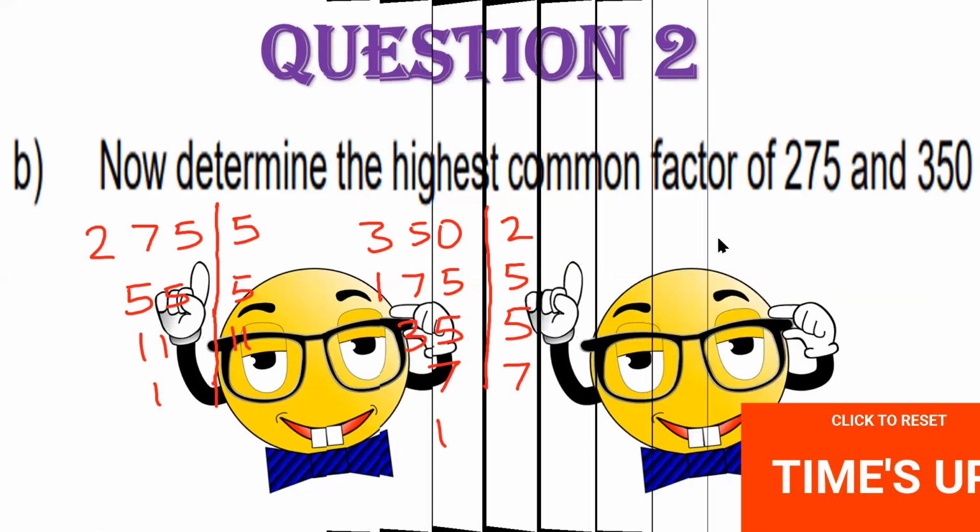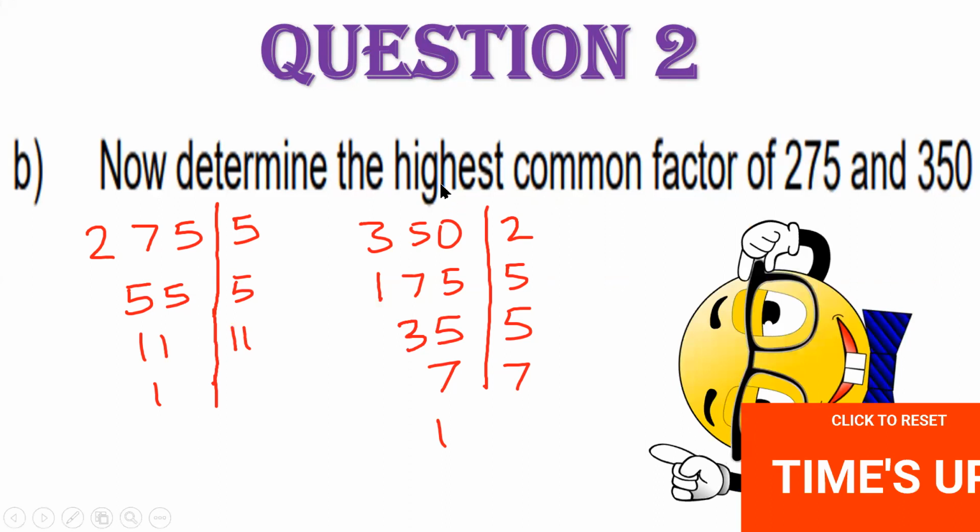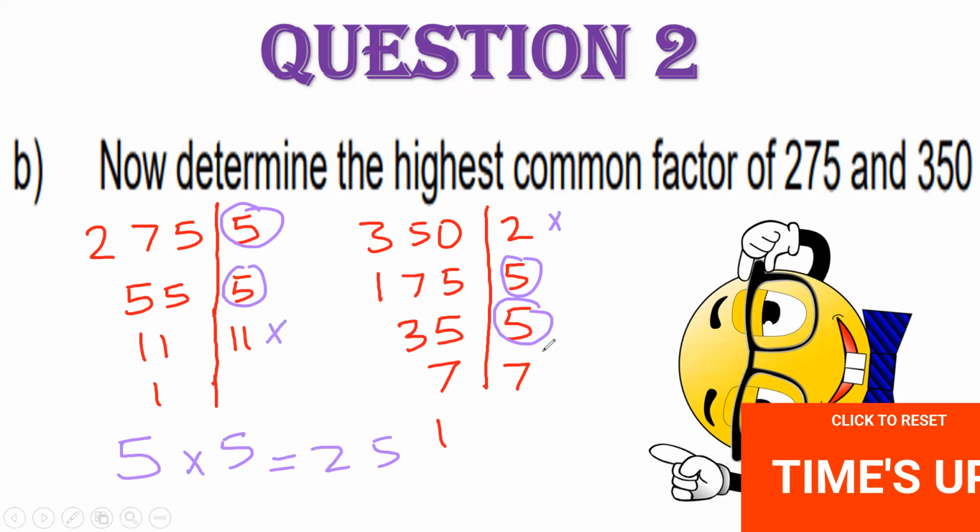Okay, now let's see our answer. We are looking for the HCF. To get the HCF, we check which numbers are the same in both. 2 only appears in one, so we cannot use it. 5, 5, yes, we can use this. Another 5 is here, another 5 is here. So 5 times 5 equals 25. I can write 25 because 11 is different and 7 is different.